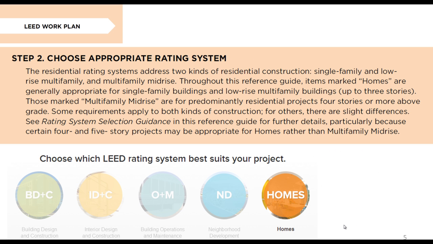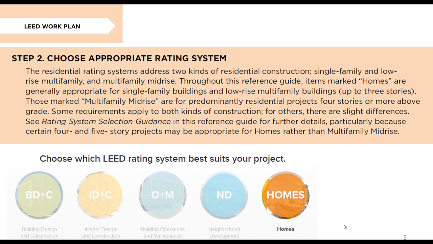Step 2. Choose appropriate rating system. The residential rating systems address two kinds of residential construction: single-family and low-rise multifamily, and multifamily mid-rise. Throughout this reference guide, items marked homes are generally appropriate for single-family buildings and low-rise multifamily buildings, up to 3 stories. Those marked multifamily mid-rise are for predominantly residential projects 4 stories or more above grade. Some requirements apply to both kinds of construction. For others, there are slight differences.